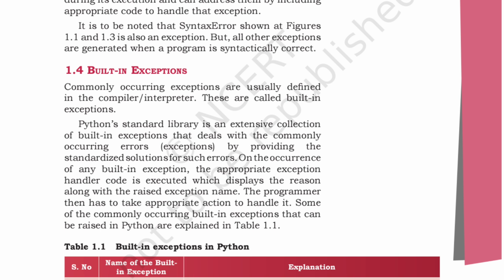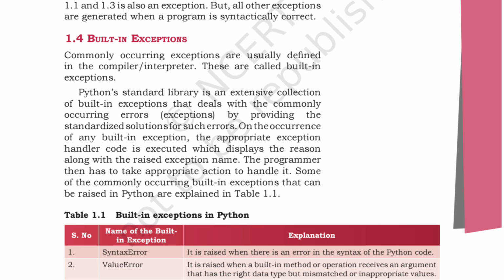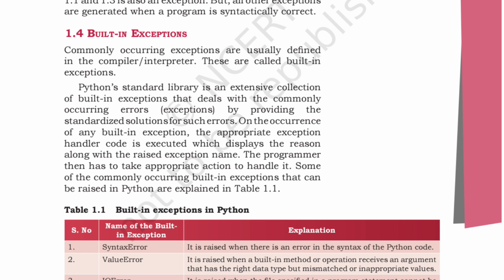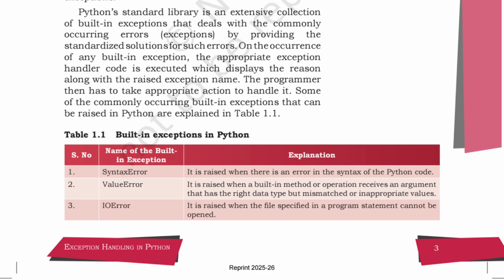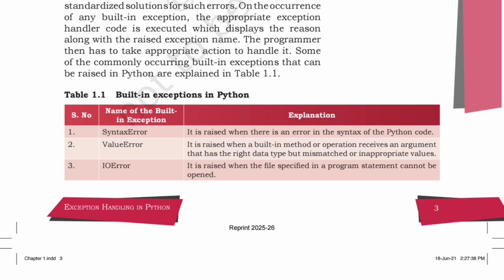At the time of a built-in exception, which displays the reason along with the raised exception name, we will see the built-in exceptions in Python. So at that time we have to handle that exception, and then only we can execute the program in Python. So this is the list of names of the built-in exceptions. Syntax error we know, value error we know. Syntax error we already saw. Value error, that is your variable name, that is data type. IO error means what?